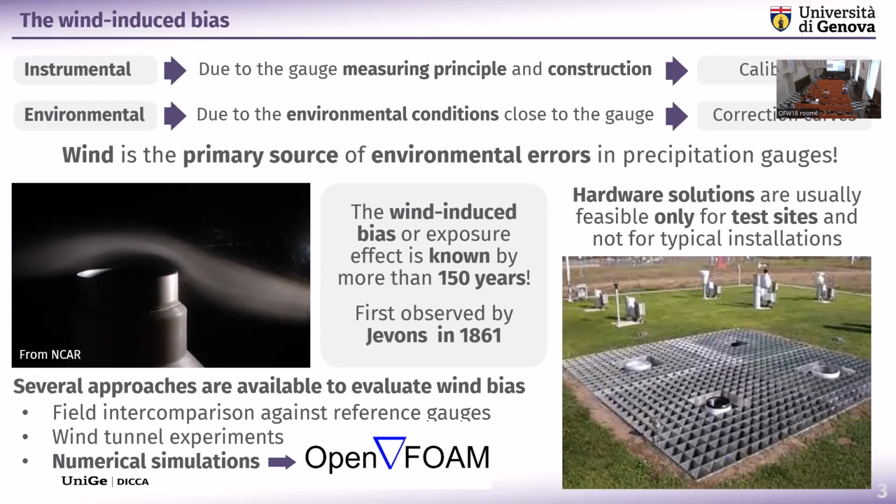Some hardware solutions are available, but usually, like the one in the picture, they are feasible only for test sites and not for a typical installation. And so the evaluation of this kind of bias is a necessity. Several approaches are possible, like a field intercomparison, a wind tunnel experiment, or, in this work, a numerical simulation.